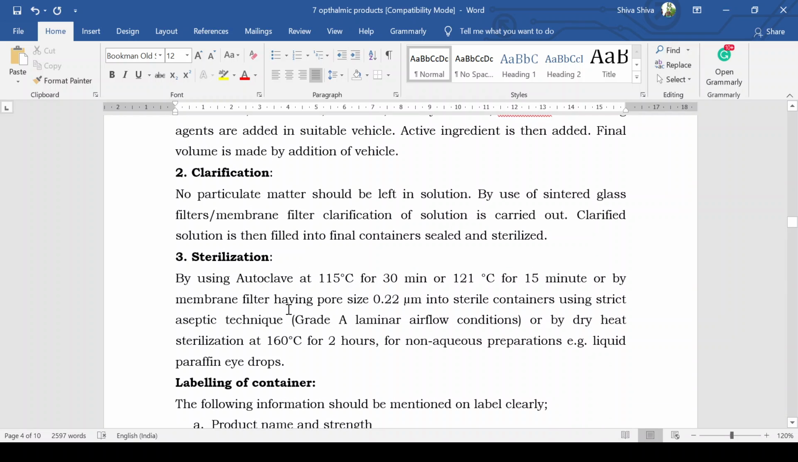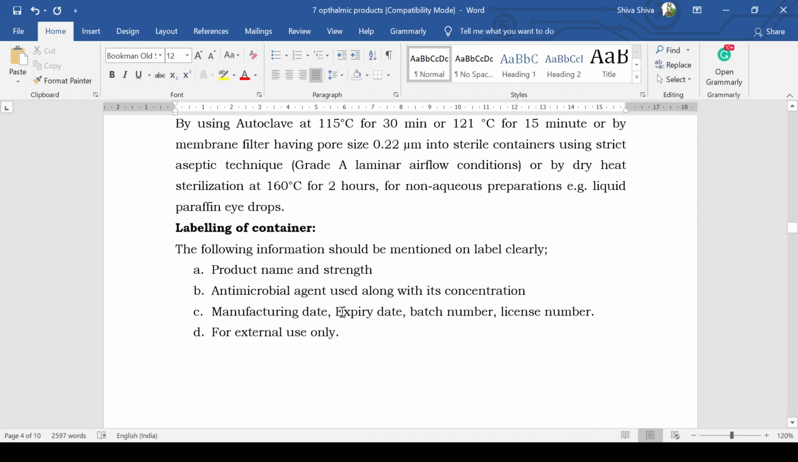Then sterilization, by using an autoclave at 115 degrees Celsius for 30 minutes or 121 degrees Celsius for 15 minutes, or by membrane filter having pore size 0.22 micrometer into sterile containers using strict aseptic conditions, that is grade A laminar air flow conditions, or by dry heat sterilization at 160 degrees Celsius for 2 hours for non-aqueous preparations, that is liquid paraffin eye drops. So there are a number of methods used for sterilization of the product, like autoclave, hot air oven or membrane filtration sterilization. Then labeling of the container.